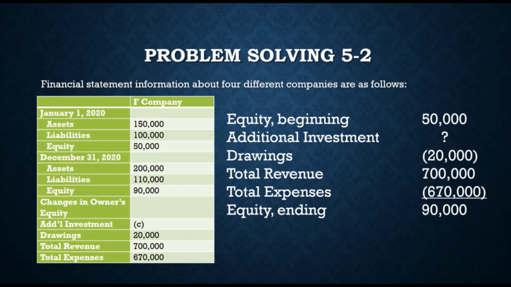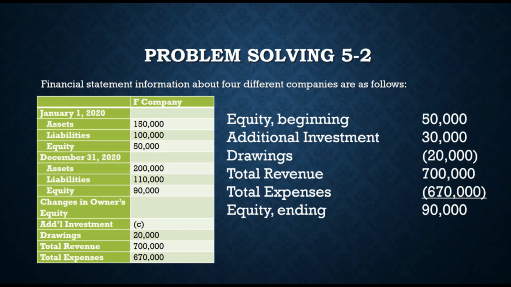So paano natin malalaman kung magkano yung total additional investment? So mag-work backwards tayo. Simulan natin sa equity ending tapos pabaliktad yung mga operations. So, equity ending na 90,000 plus 670,000 na total expense minus total revenue na 700,000 plus drawings na 20,000 minus yung equity beginning na 50,000. So, ang ating total additional investment ay 30,000.